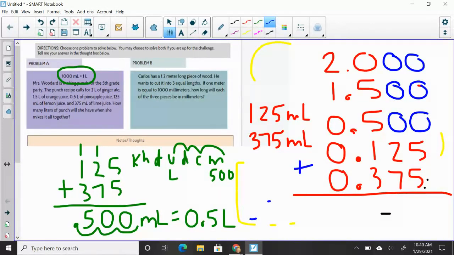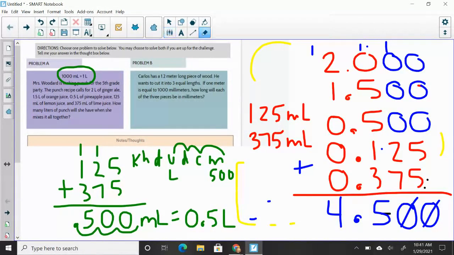So we have 10, and we have 10 again. And we have 10, 11, 12, plus 3 is 15, and 1, 3, 4. And so our answer would be 4 and 5/10 liters of punch. Okay. So that's how you would solve problem A.